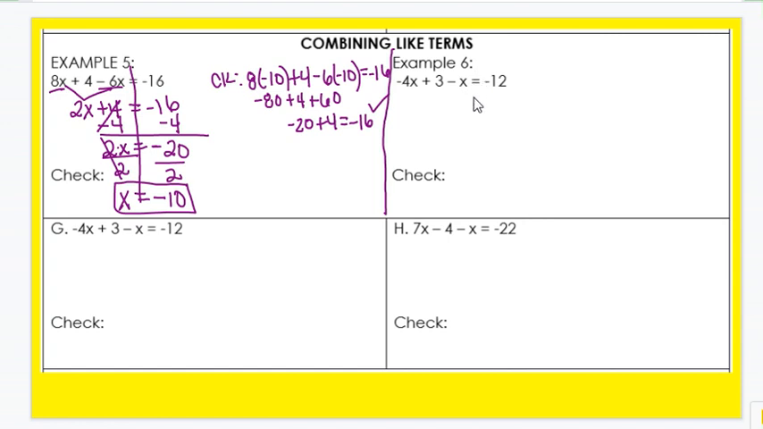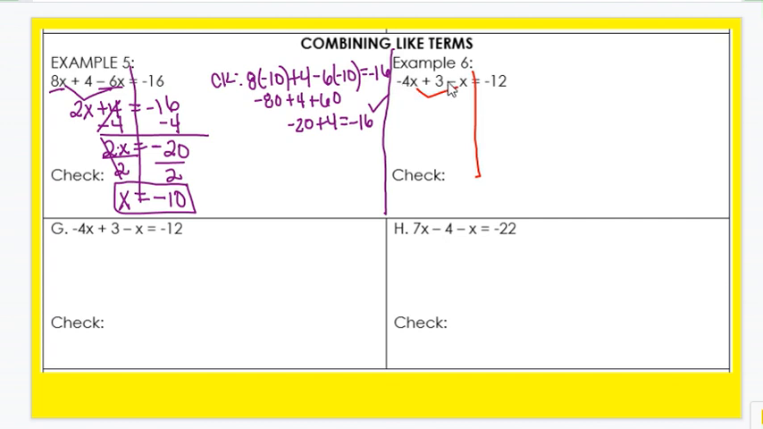Again, we're going to begin by drawing our wall through our equal sign, because remember, it's all about balance. If we do something on one side, we have to do it on the other. So step 1, do we have any grouping symbols? No, we have no parentheses, no fraction bars. Step 2, do we have any like terms on the same side that we can combine? And the answer is yes.